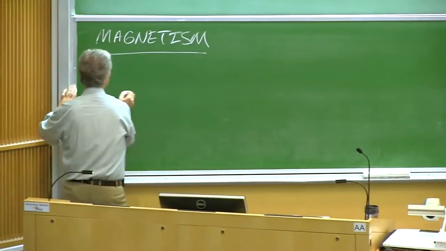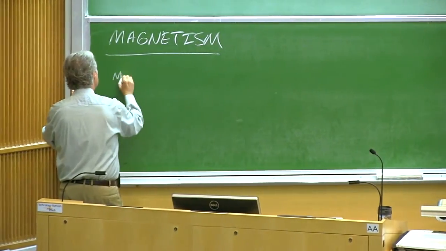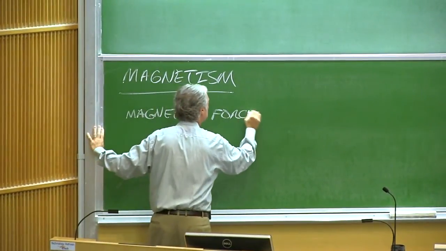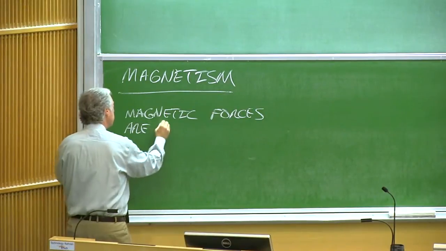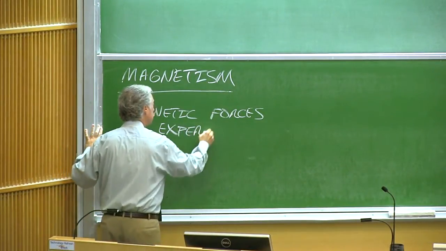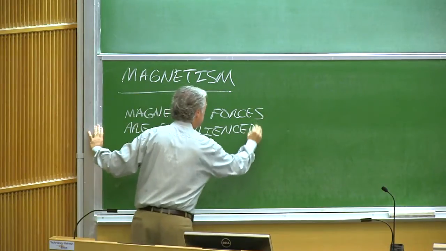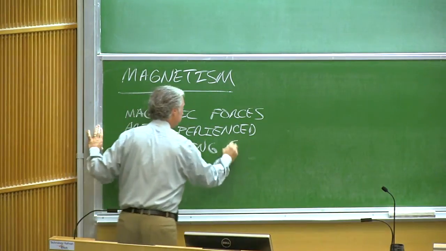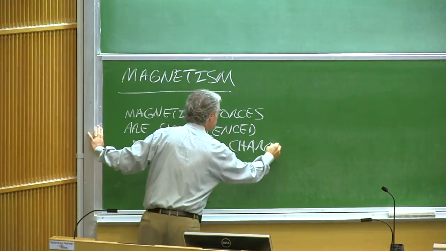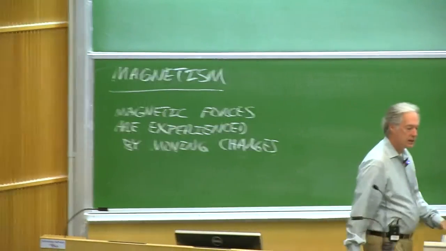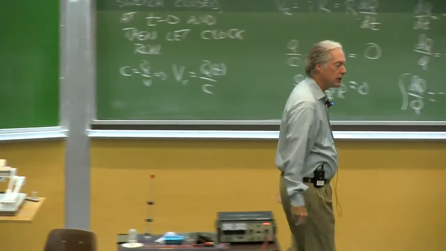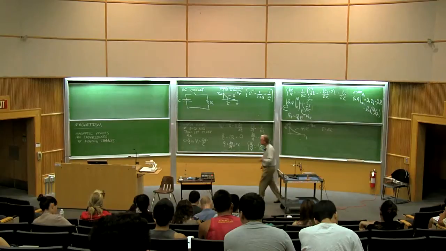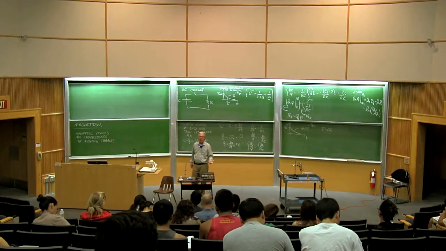So our first observation then is that magnetic forces are experienced by moving charges. So if you knew what the speed of the electron was, or the energy of the electron here, and you saw the path that it took, you could talk about what the actual forces on the electron are.